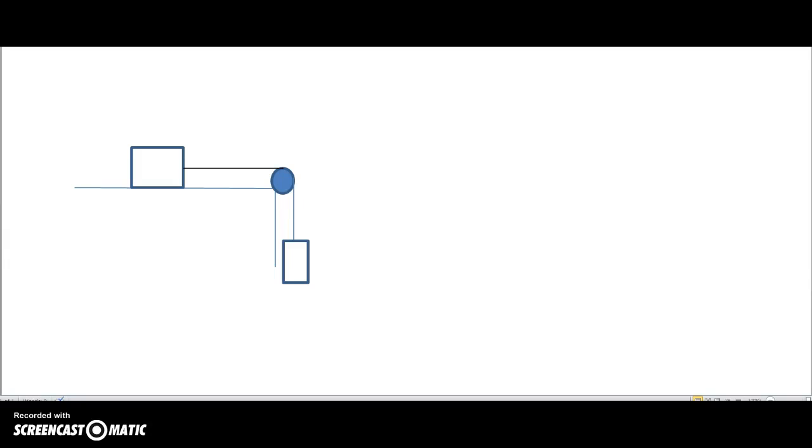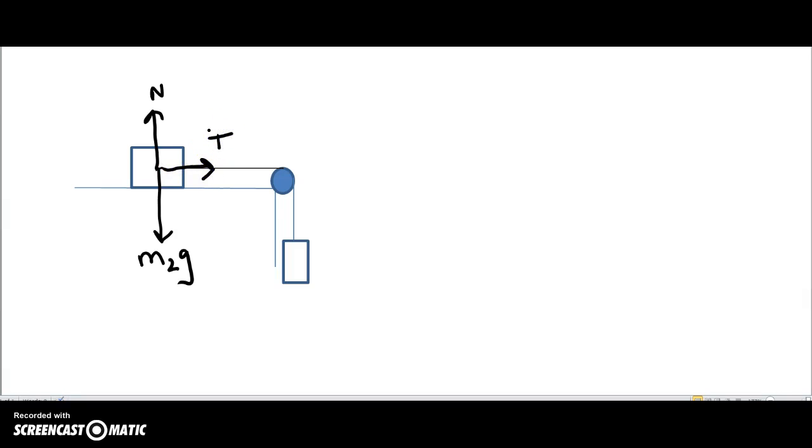We're going to introduce today how to start solving a two-body problem. Just like we've done in the past, we're going to look at each object and draw in the forces acting on that object. So the normal force, the force of gravity. We're going to refer to this block as M2. So since we have two objects now, we have to write M2G. And no friction right now.